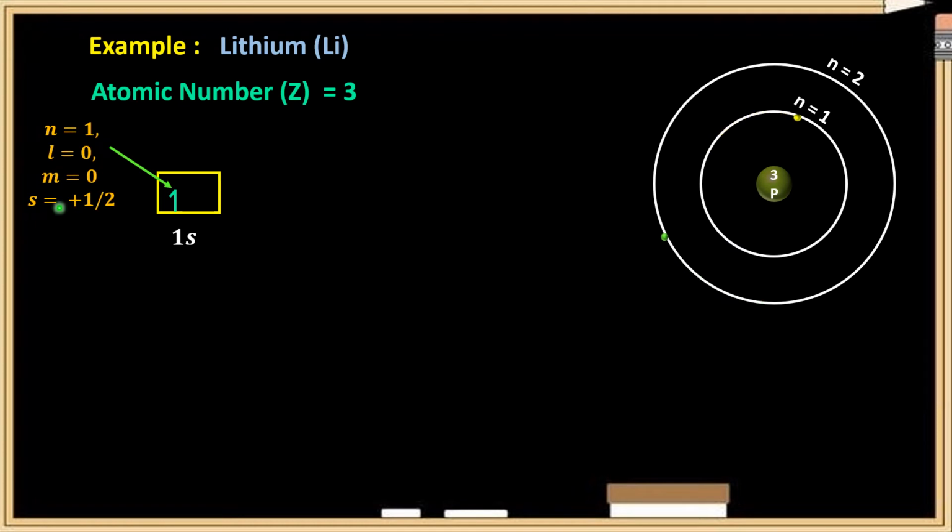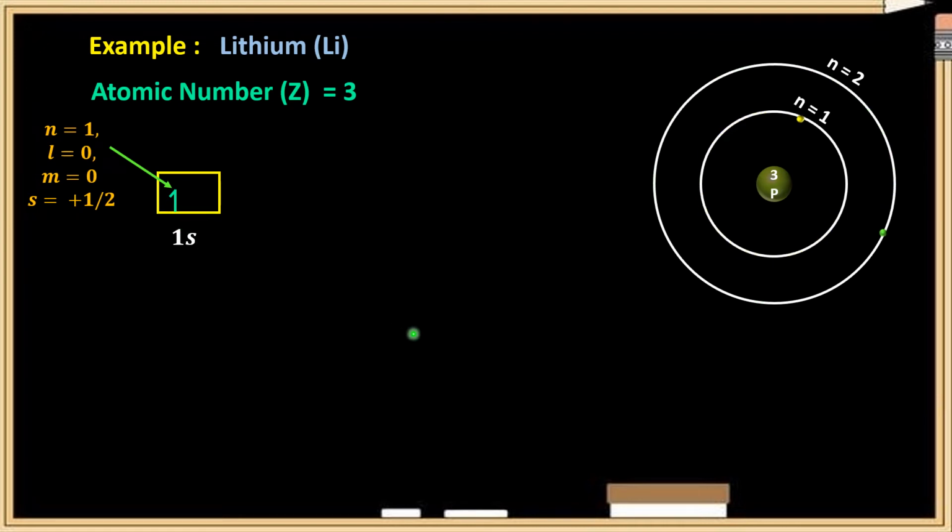See here, n equal to 1, L equal to 0, M equal to 0 and S equal to plus 1 by 2. N is the principal quantum number, L is the angular momentum quantum number, M is the magnetic quantum number and S is the spin quantum number. And for this electron, these are the 4 quantum numbers. Isn't it? Now, it is nothing but the address of this electron. By giving these 4 numbers, it gives the address of this electron.